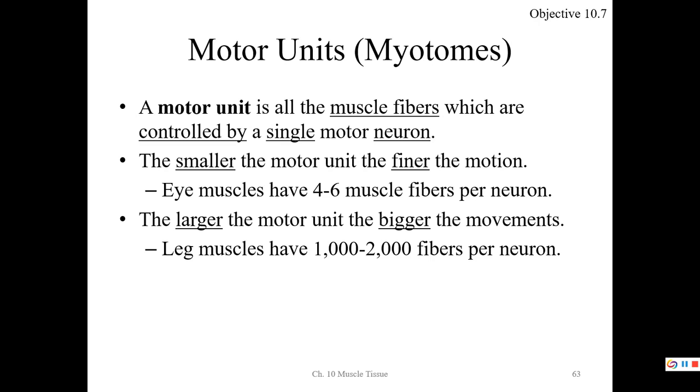Okay. Now, if you have small motor units, you get fine movements, like your extrinsic eye muscles, your rectus, your obliques. They only have 4 to 6 muscle fibers for every neuron, so they give fine movement. For bigger movements, like your leg muscles and your quads, one neuron controls 1,000 to 2,000 muscle fibers at one time.